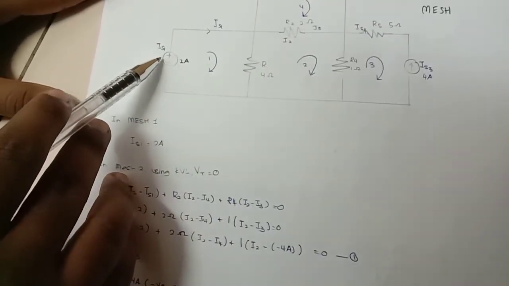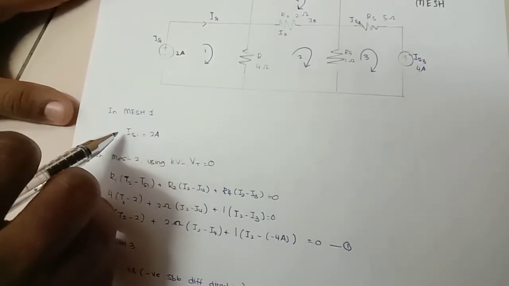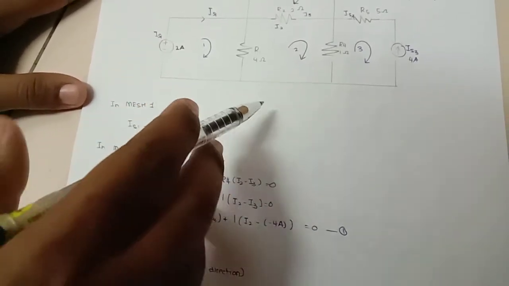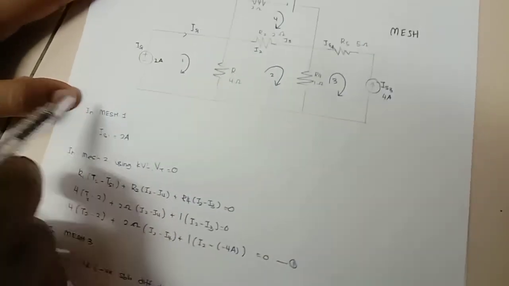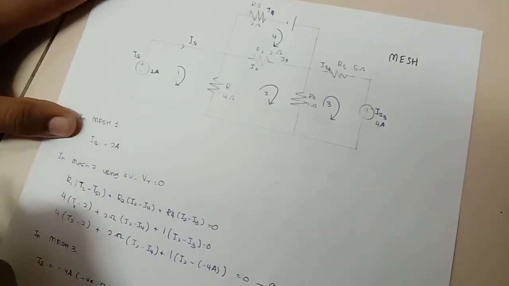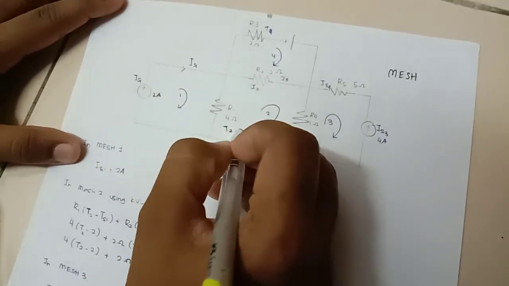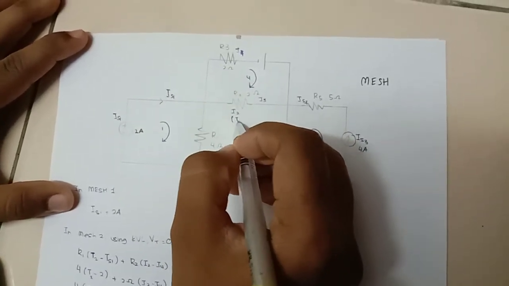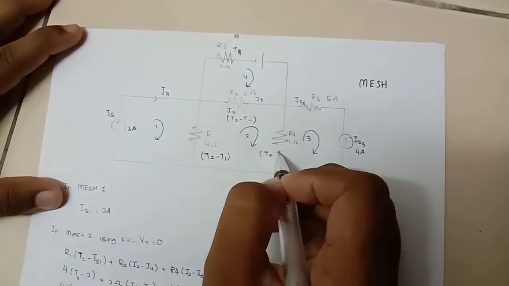our current, which is IS1, equals 2 amperes. So in the second mesh we have to use our Kirchhoff voltage law. So when we use our Kirchhoff voltage law, we will get, for this, I2 minus I1, and this would be I2 minus I4, and then this would be I2 minus I3.